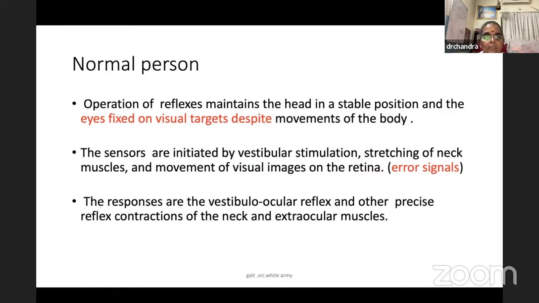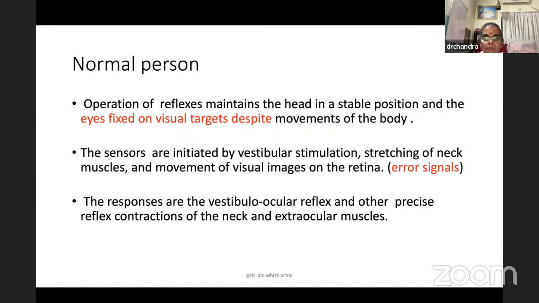In a normal person, the operation of reflexes maintains the head in a stable position and the eyes fixed on the visual target despite movement of the body. The sensors are initiated by vestibular stimulation. When you are moving, in the semicircular canals the endolymph will shift and that will say what the position of the head and the neck on the body is. And stretching of the muscles carried through the gamma system will tell about the position of the limbs. And the slipping of the images on the retina will produce the retinal error signal.